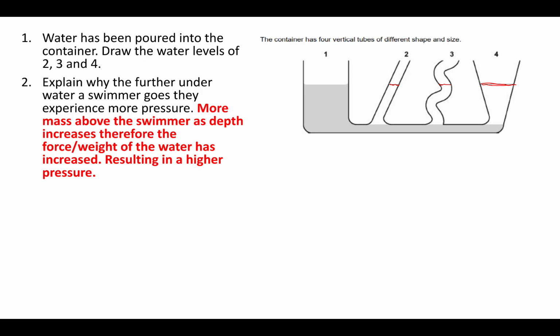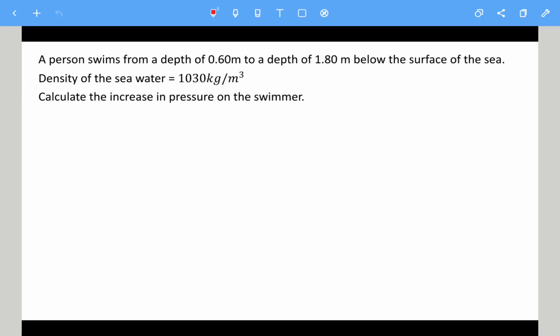Alright, explain why the further underwater a swimmer goes, they experience more pressure. So there's more mass of sea water above the swimmer as depth increases. Therefore, the force or weight of the water will have increased, which will result in a higher pressure. And let's do the final calculation question. So a person swims from a depth of 0.6 meters to a depth of 1.8 meters below the surface of the sea. Calculate the increase in pressure on the swimmer.